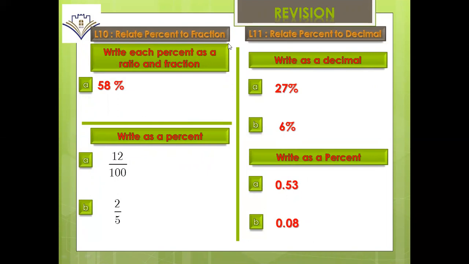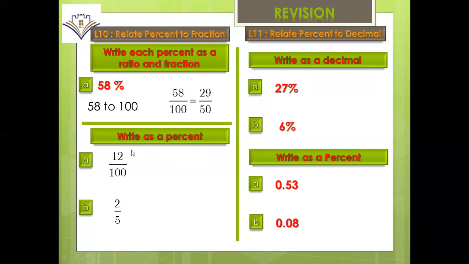Relate percent to fraction and relate percent to decimal. The first is to write each percent as a ratio and a fraction. 58%. I need to write it as a ratio and a fraction. The ratio is very easy: 58 to 100. By fraction form, 58 divided by 100. But is it in simplest form? No, we can simplify both numerator and denominator by 2. Then 100 divided by 2 equals 50, and 58 divided by 2 equals 29.